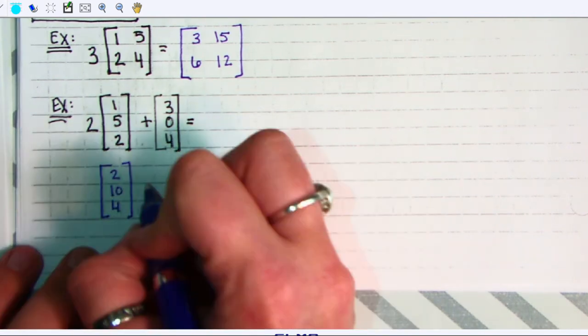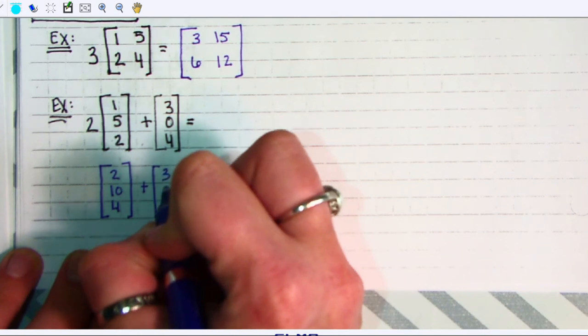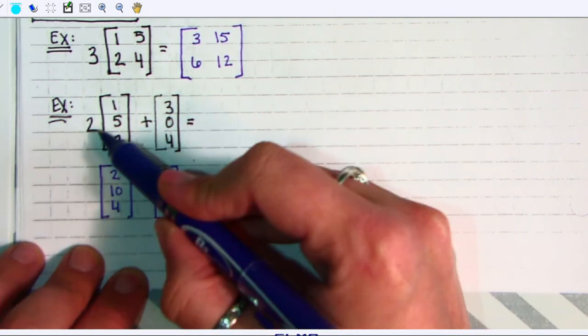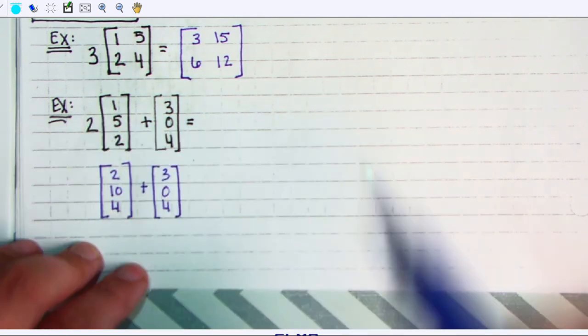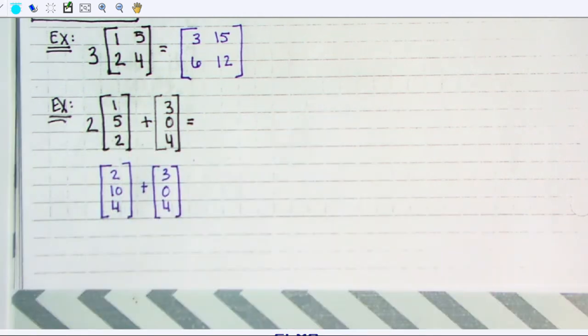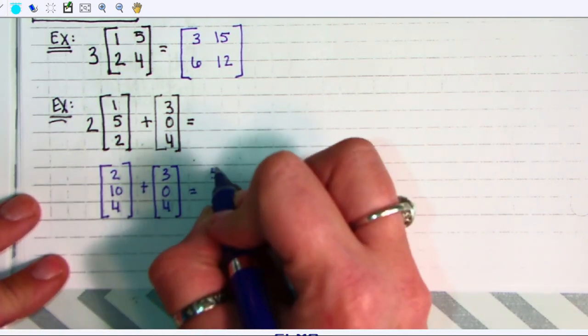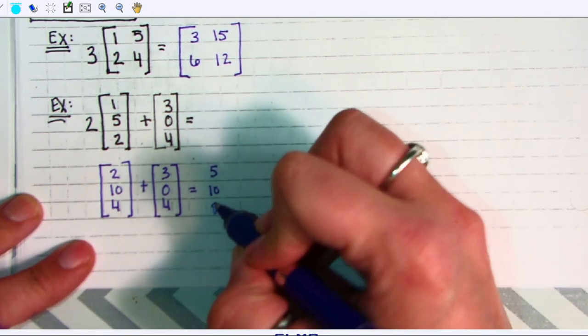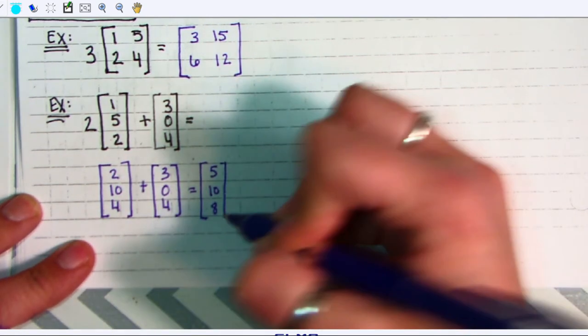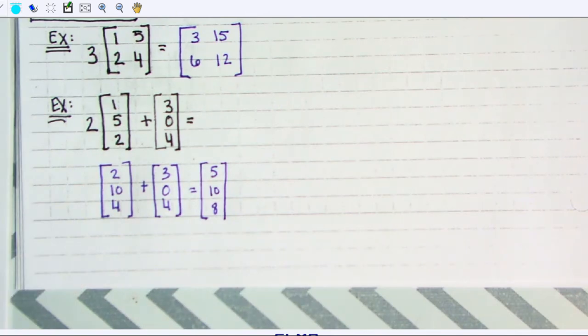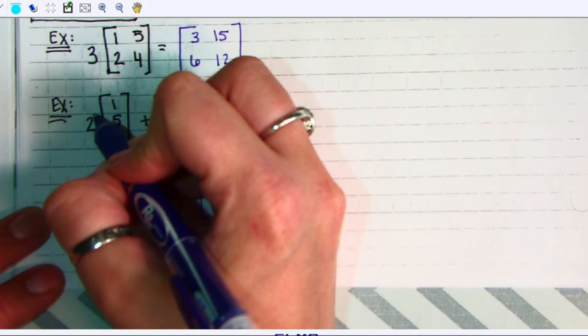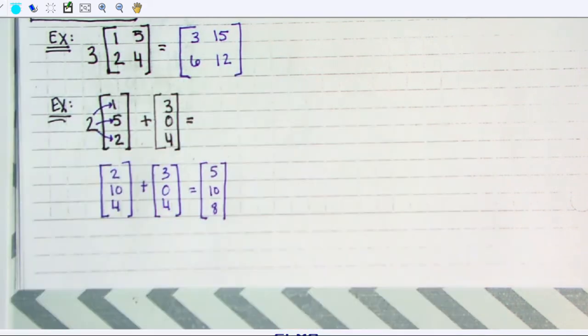You don't have to do it this way. You can do it all at once. So you could do what's 2 times 1 plus 3. You can do it that way too if you would rather do it that way. It doesn't matter. And then you just add across. 2 plus 3 is 5. 10 plus 0 is 10. 4 plus 4 is 8. So all I did was distribute the 2 and multiply it in. The 2 does not go with the second matrix because it's not in front of it. If there were parentheses, then yes, you could distribute the 2 to everything that they're on. Okay?